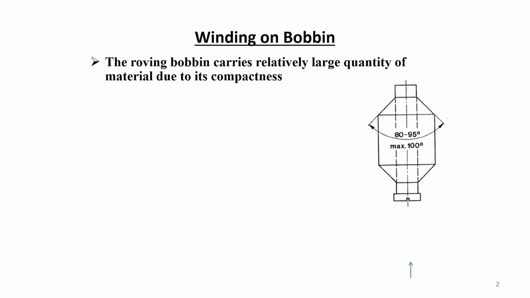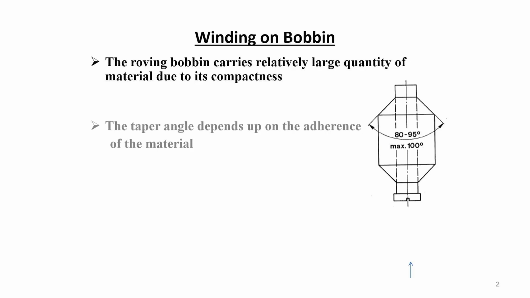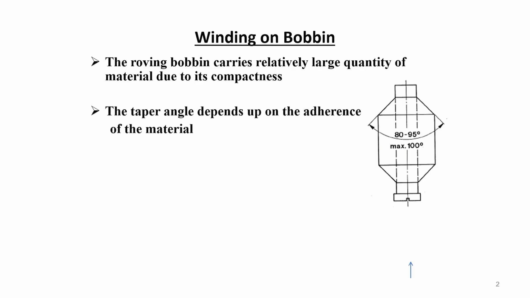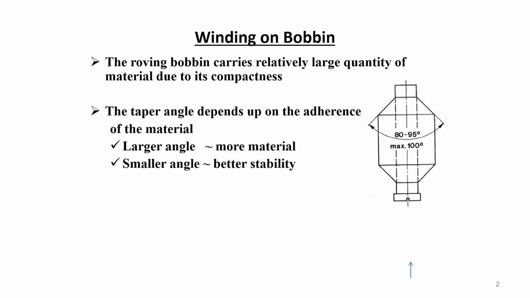The roving bobbin carries a relatively large quantity of material due to its compactness. The taper angle is important. We have to have a certain taper angle. Actually, that is basically to increase the stability of the package. So, with a larger angle, more material will be there, but the stability will be less, and for that we have a smaller angle.